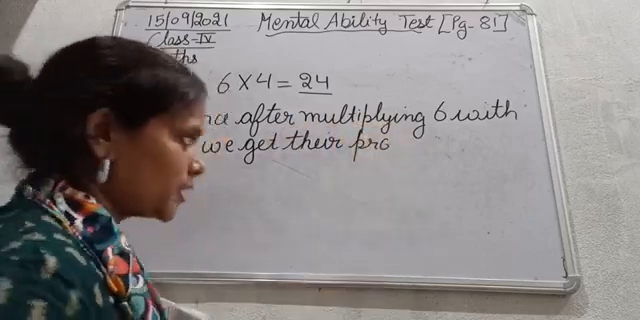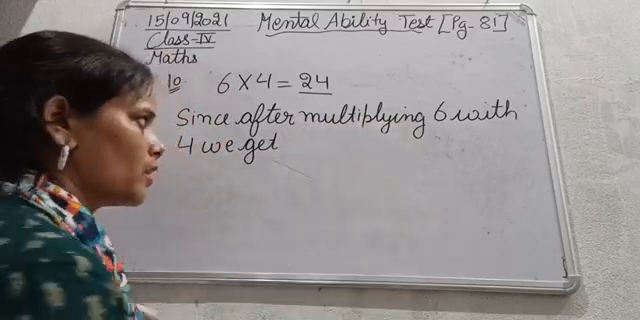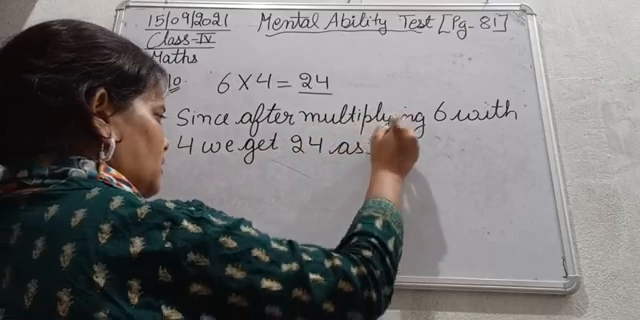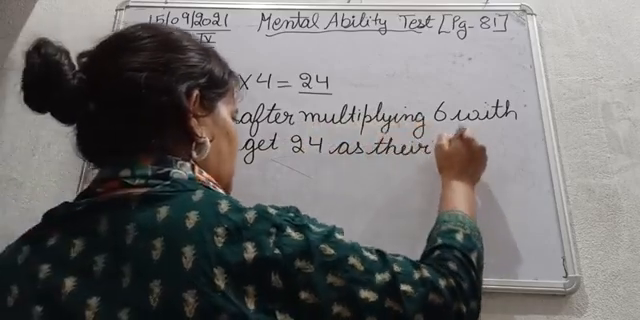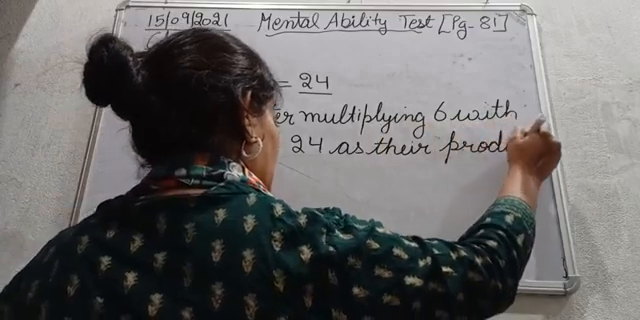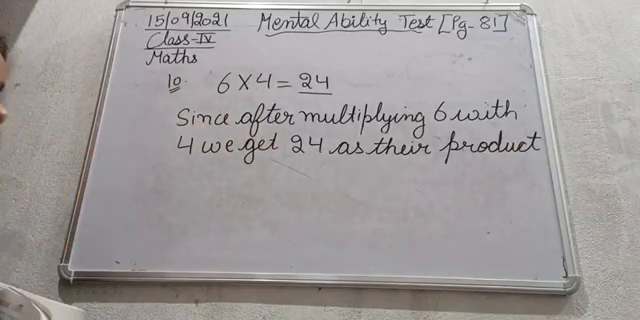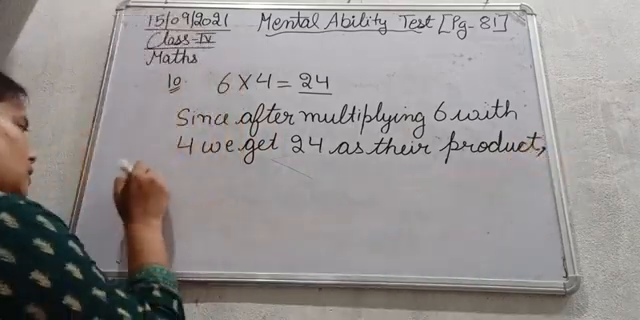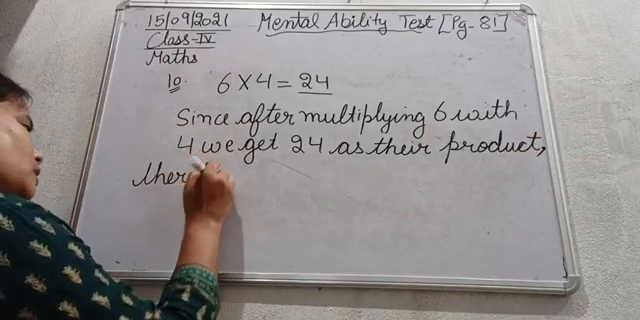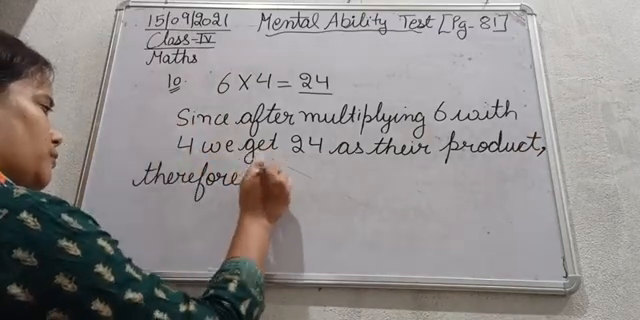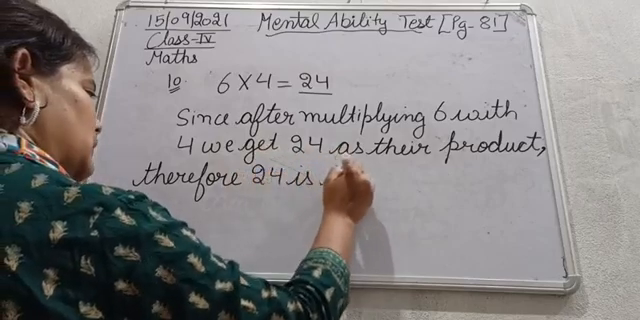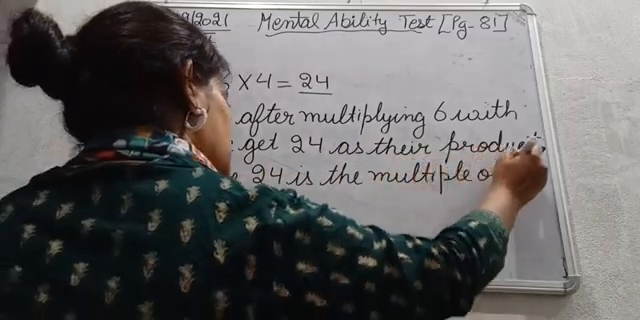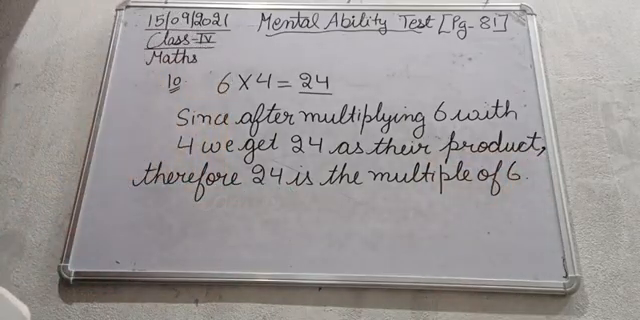We get 24 as their product. After multiplying 6 with 4, we get 24 as their product. Therefore, 24 is the multiple of 6.